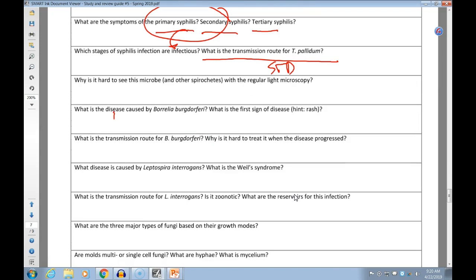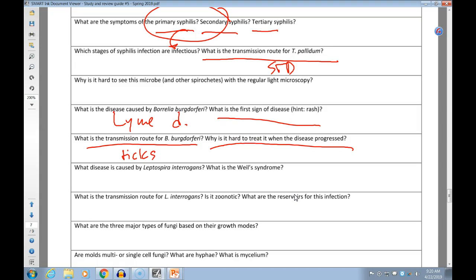Borrelia burgdorferi, Lyme disease. First sign, bullseye rash or erythema migrans. Transmission route, ticks. It's hard to treat when the disease has progressed because it migrates, it becomes systemic and stays in the joints. It can cause encephalitis, meningitis, so antibiotics have limited reach in those organs.